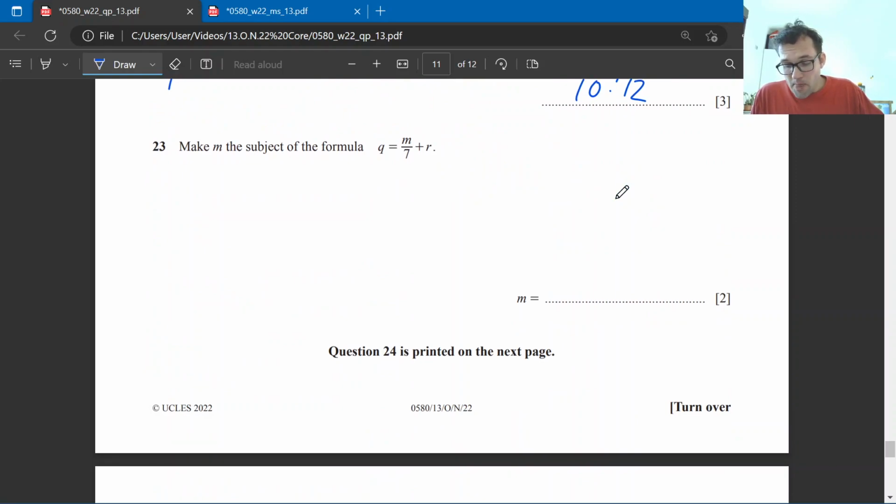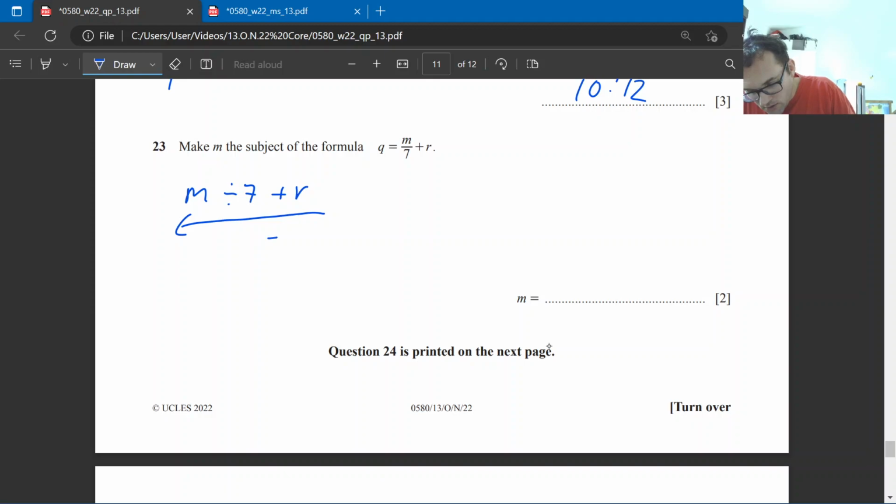Question 23. Make m the subject of the formula. Okay. So, you need to get the m alone. You see? M equals. So you need to move everything to the other side. The question is always, what do you move first? The 7 or the plus 3? Okay, think about it like this. If m was a number, what's the first thing that happens to it? It gets divided by 7, and then you add 3. So if you're going the opposite way, you need to subtract 3 and then times 7.